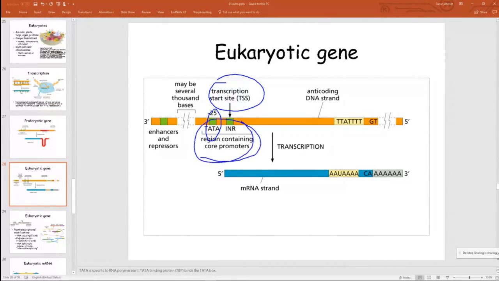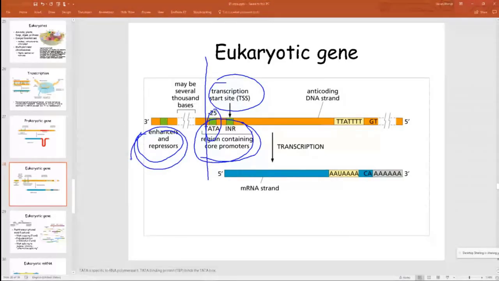This region right here will be the region containing core promoters. A promoter is a place on the DNA that controls transcription. So these enhancers and repressors are sort of our promoter regions. Unlike the prokaryotic gene, the eukaryotic enhancers and suppressors don't have to be in close proximity to the gene. They can be many thousands of bases, thousands of nucleotides upstream to the transcription start site.